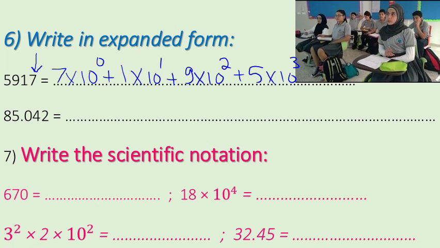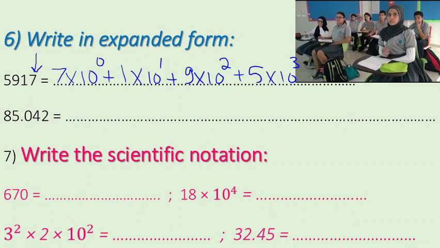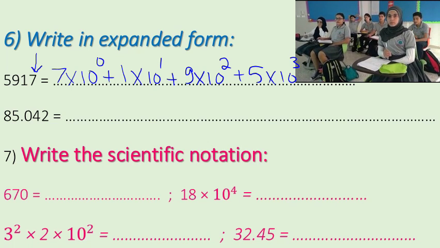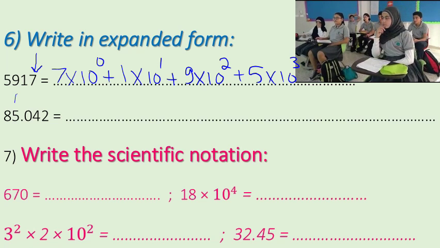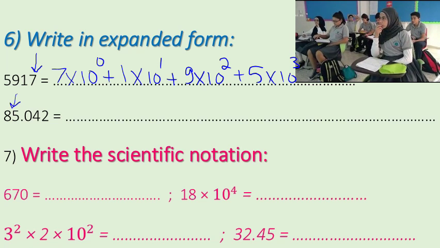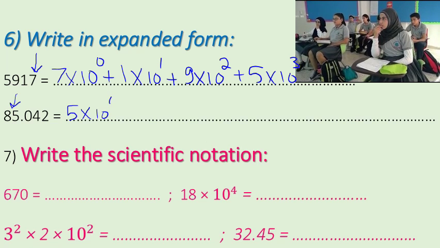Now we have 85.042. Is it a whole number or a decimal number? This is a decimal number. From where should we start, Badia? From the 5, which is the ones. Yes, tell me, what's the expanded form? 5 times 10 to the power 0, plus 8 times 10 to the power 1.